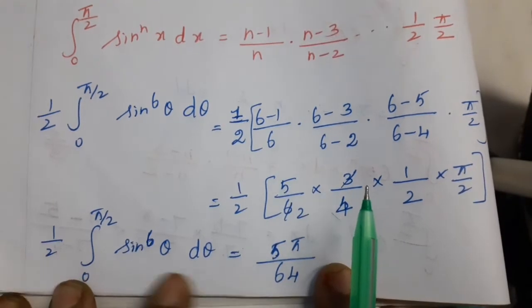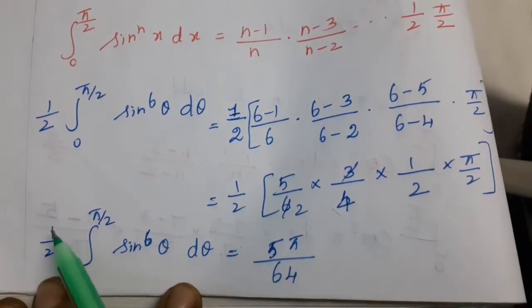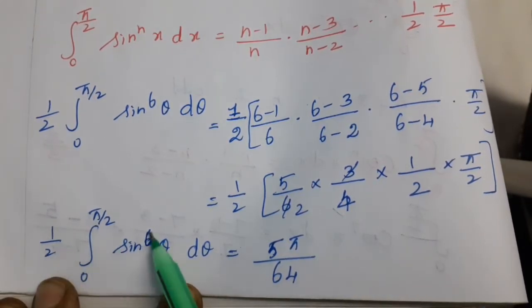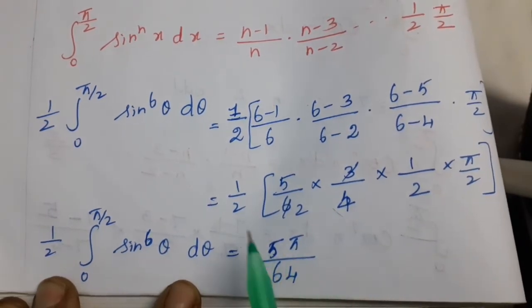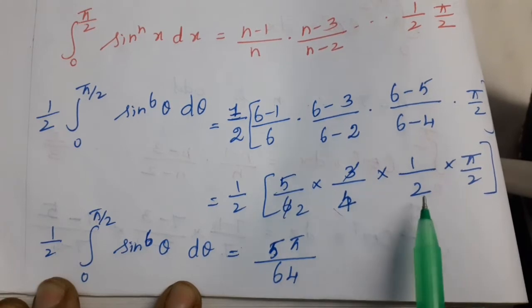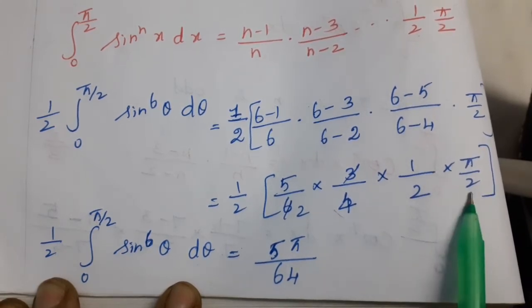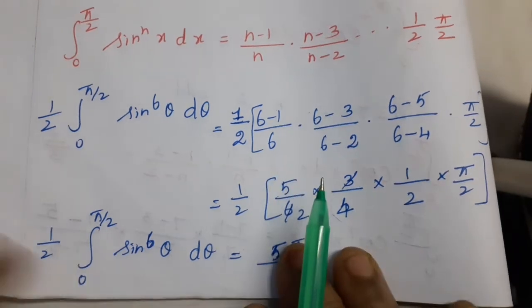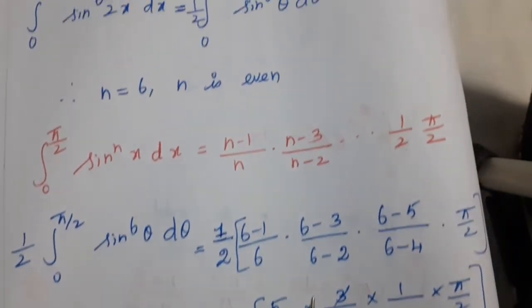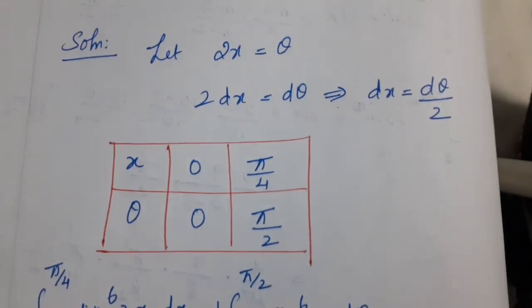So after cancellation, what is the answer we get? 1 by 2 into the integral 0 to pi by 2 of sin power 6 theta d theta equals 5 pi by 64. 2 2s are 4, 4 4s are 16, 16 into 2 is 32, 32 into 2 is 64. Therefore our answer is 5 pi by 64. Using the reduction formula, we substitute the value and get the result.